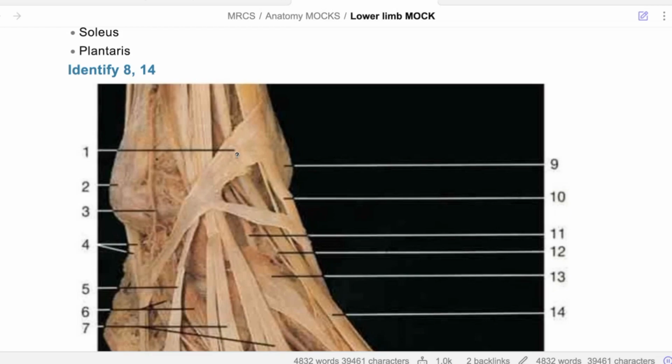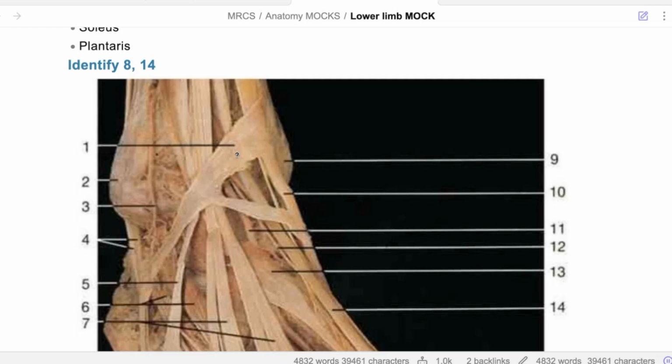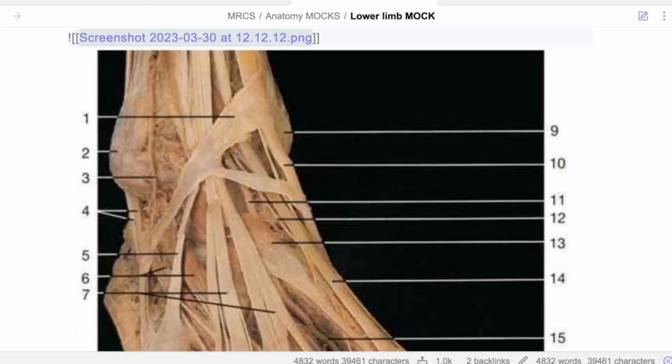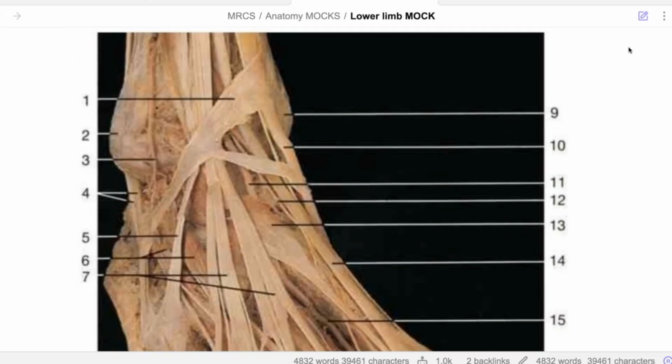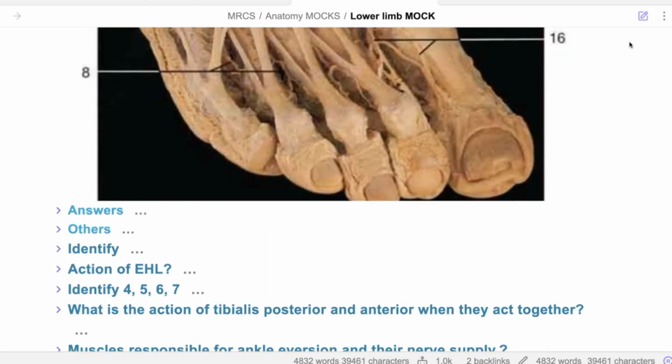What is 1? The extensor aponeurosis. There's no aponeurosis in here. Is it retinaculum? Is that what you meant? Retinaculum, yes. Extensor retinaculum. Yeah, well done. Well done.